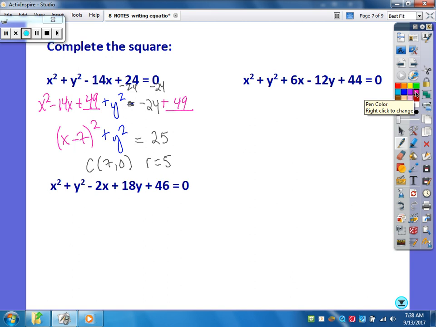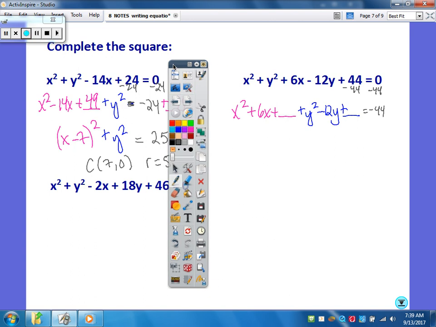Alrighty, and last one together, and then I'll let you try the last one on your own. And again, if you feel confident, you can go ahead and do this one on your own. I'm going to rearrange to make that x squared plus 6x and leave myself some space. Y squared minus 12y and leave myself some space. And then I'm going to move this 44 to the other side. Again, it's positive, so I subtract it. If it was negative, I would add it to both sides. So I've got negative 44.